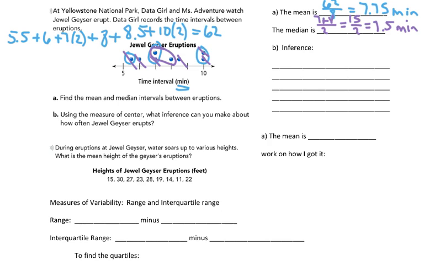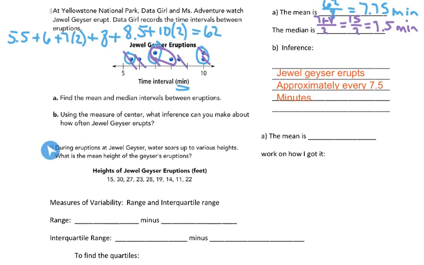So now it's time to make an inference, and an inference is a statement about the data. And we are going to say that Jewel Geyser erupts approximately every 7.5 minutes. And that is my inference. Jewel Geyser erupts approximately every 7.5, or I could put 7.75 minutes. Alright, let's move on to the next problem.